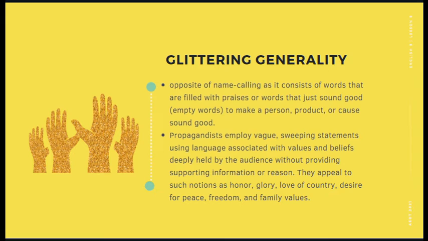Propagandists employ vague, sweeping statements using language associated with values and beliefs deeply held by the audience without providing supporting information or reason. They appeal to such notions as honor, glory, love of country, desire for peace, freedom, and family values. The words and phrases are vague and suggest different things to different people, but the implication is always favorable. It cannot be proved true or false because it really says little or nothing at all.